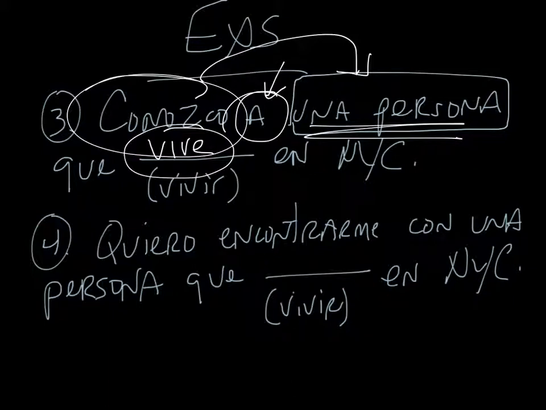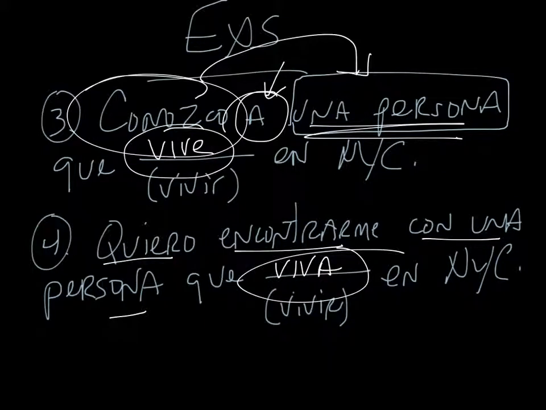Quiero encontrarme con una persona que blank in Nueva York. I would like to meet a person that lives in New York. Does this person exist? Well, we're really not sure at this point. So we're going to use a subjunctive, viva. I want to meet a person that lives in New York. You haven't met them yet, so they may not exist. We want to use subjunctive.